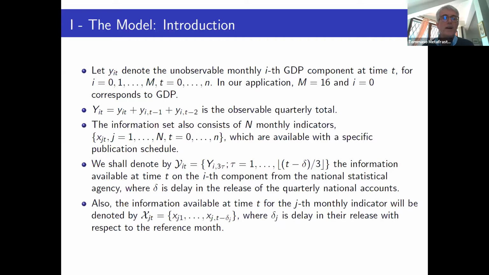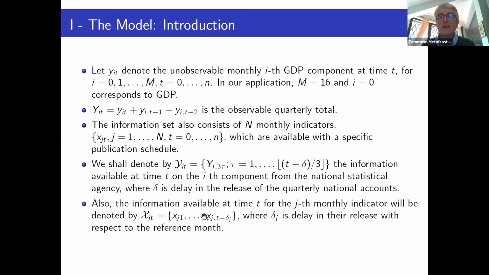We shall denote by capital Y_it the set of information available from the national accounts at any time t, and t will be time in months. And we will denote by chi_jt the information available on the jth economic indicator. This is a monthly indicator available at this high frequency with some publication schedule, so that it's available with some delay, which we call delta_j. So we are interested in projecting the unobserved y_it on the information spanned by this set of monthly indicators. This is what we do.